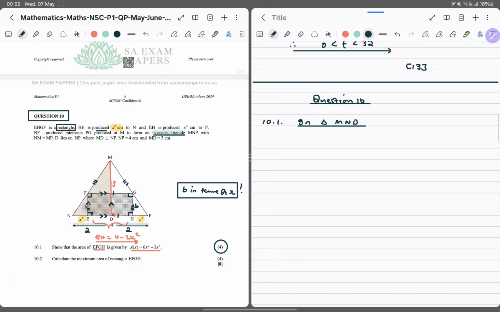Okay. So I will just simply say here NE over ND must be equal to EF over DM. Now this is from the proportionality theorem, right? Now we need to state the parallel sides. We can say EF is parallel to DM.